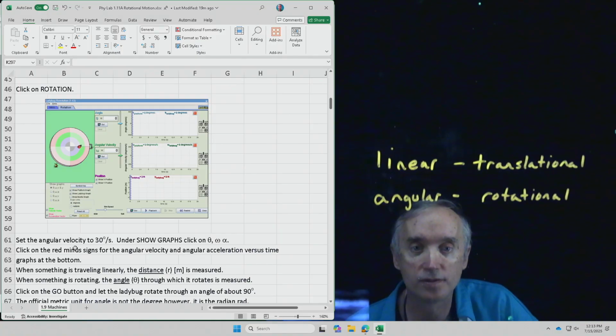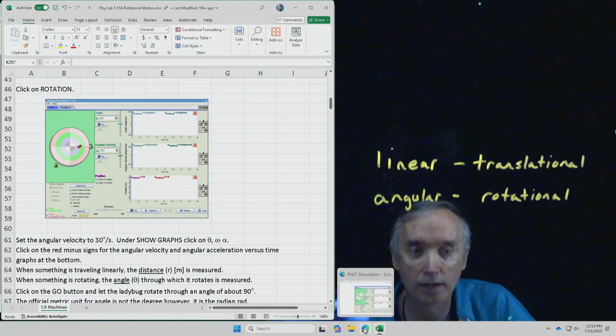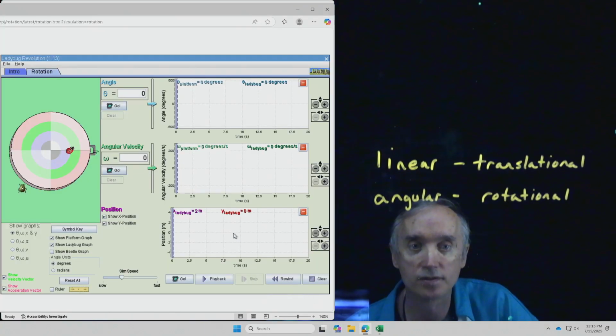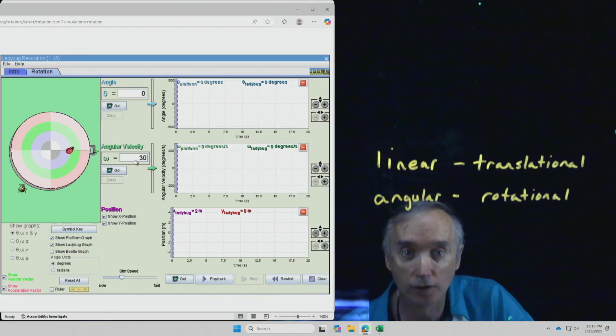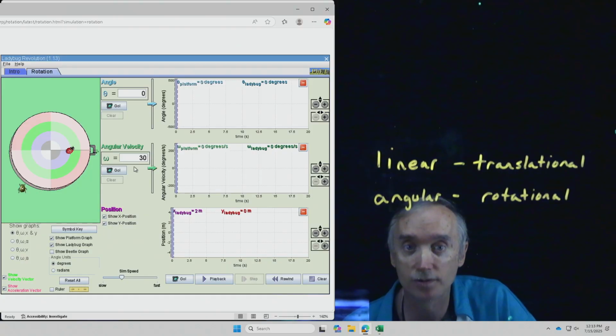It says to set the angular velocity to 30 degrees per second. So if we go back to here, we're going to set the angular velocity. Here it is, and we want to set it to 30. We can just click on this and type in 30. Now look at the units. The units are 30 degrees per second. So this tabletop over here is going to be rotating that fast.